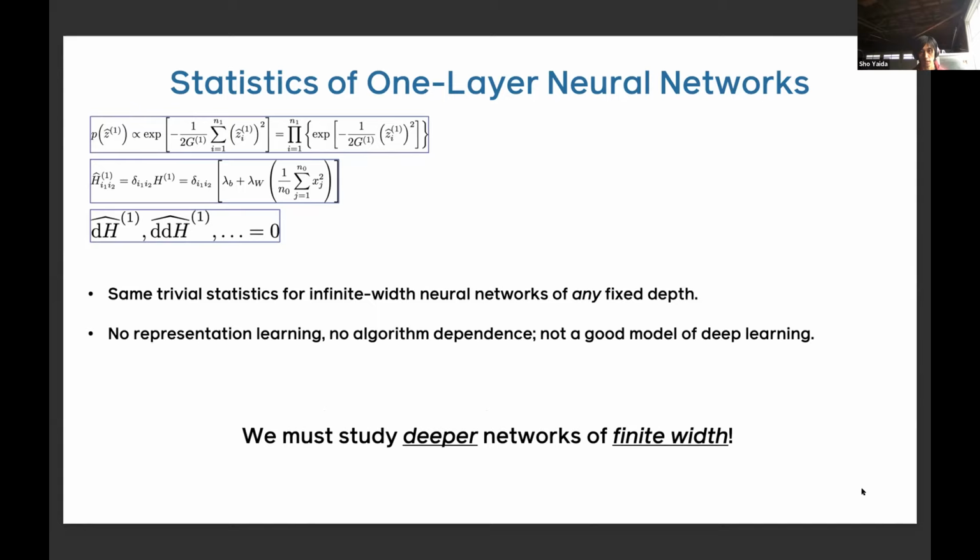Two remarks before going to the deeper network. One, you actually get the same trivial functional form of statistics for an infinite width network of any depth. Even if you go to a deeper network, if you take the infinite width limit, you get a Gaussian distribution for pre-activations, a deterministic and frozen NDK, and no dNDK and so on. The coefficients, like Z1 and H, start to depend on the layer, but the functional form itself doesn't depend on the depth. So you're getting rid of the depth aspect of deep learning. As I alluded to a bunch of times, there will be no representation learning and no algorithm dependence, and it's not a good model of deep learning. So to get a more realistic model, you have to go deeper and also go deeper at finite width, because going to infinite width will kill every rich phenomenology that we want to model.